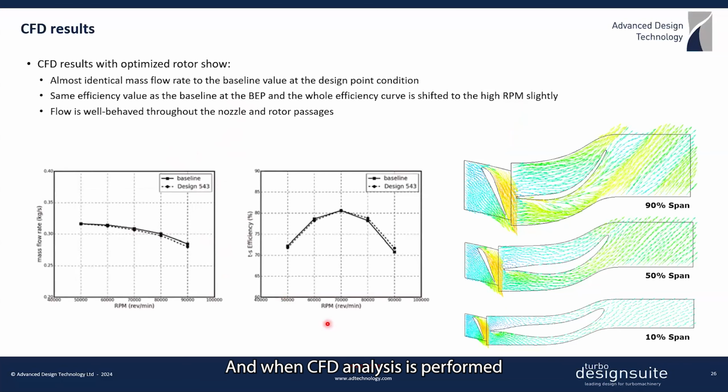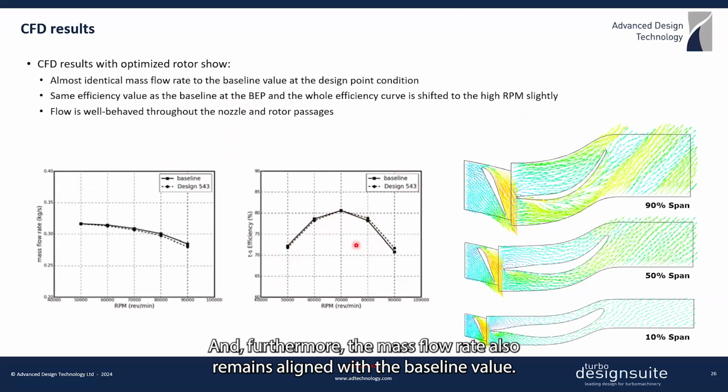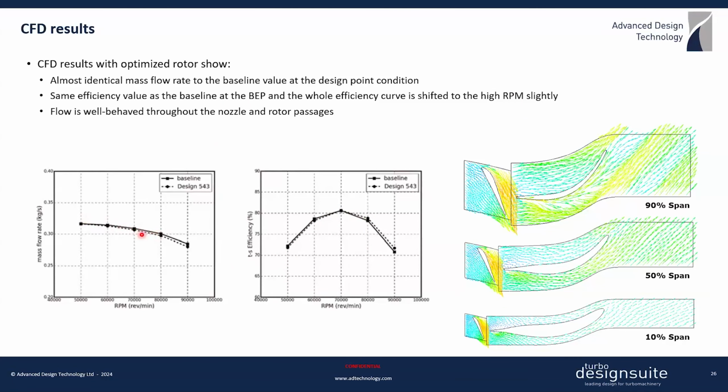And when CFD analysis is performed with the optimized rotor at 5 different speeds, what we find is that the efficiency actually stays very close to what we had with the baseline rotor from the DOE-based optimization. And furthermore, the mass flow rate also remains aligned with the baseline value.